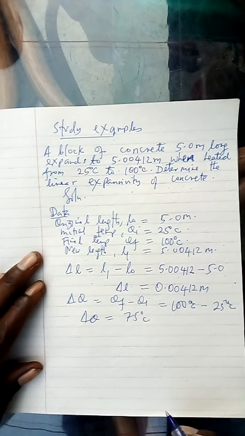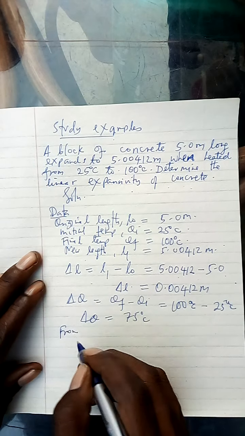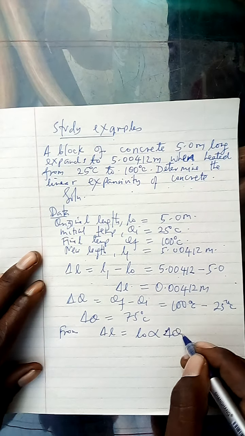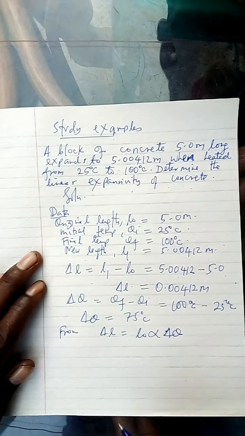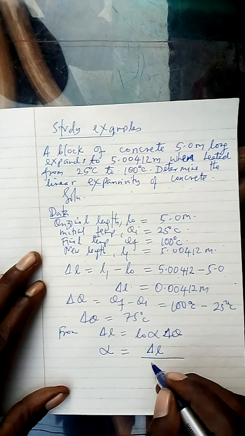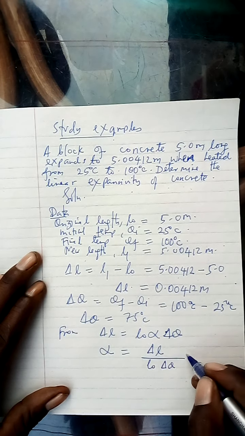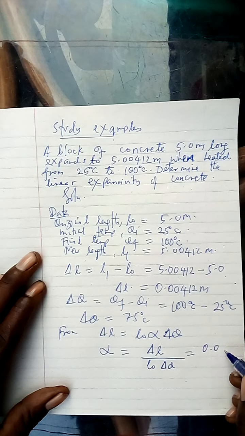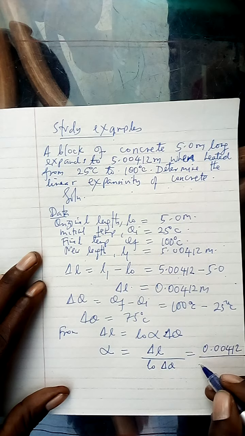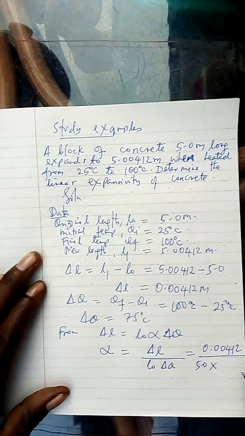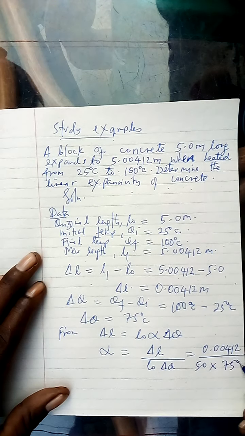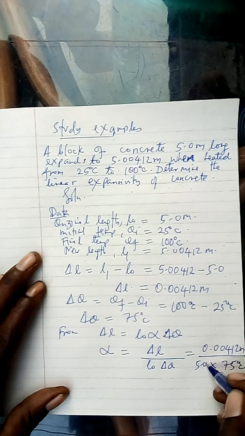Therefore, we are looking for the linear expansivity. We know that the change in length is equal to the original length times the linear expansivity times the change in temperature. Making linear expansivity the subject, it is equal to the change in length over the original length times the change in temperature. That is 0.00412 over the original length, 5.0, times the change in temperature, which is 75 degrees Celsius.